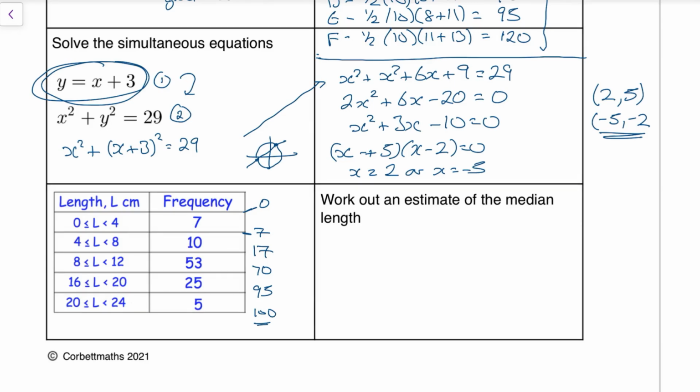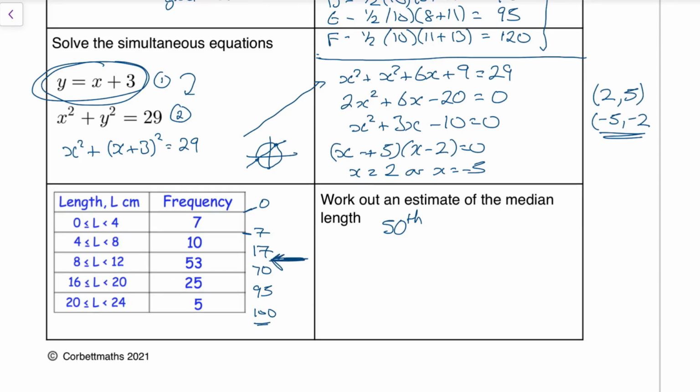Now, the difficult bit. The median is the 50th thing. Imagine lining them all up. The median is the one in the middle, so I'll go along to 50. Why is it not plus 1? Because when I have continuous data, I don't add 1. Let me just make that slightly neater. So the 50th thing lies in between 17 and 70.